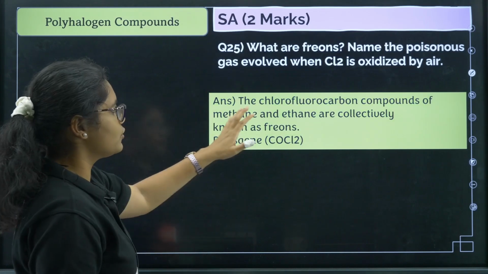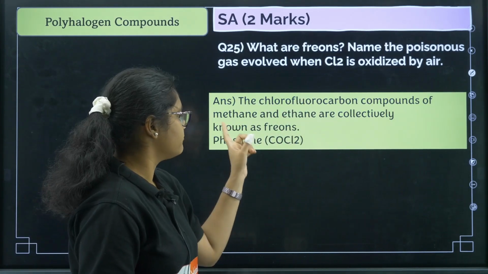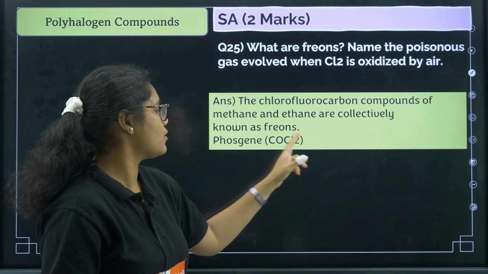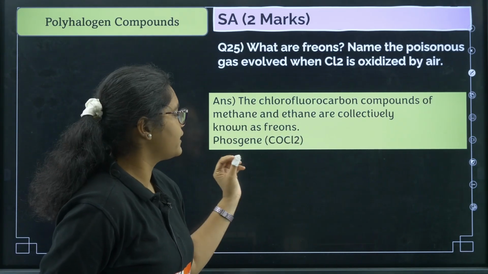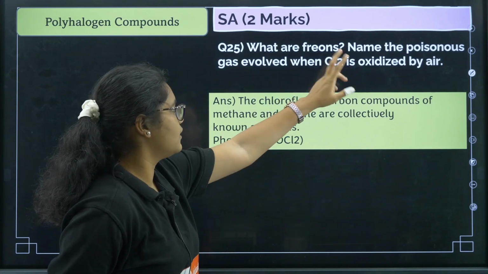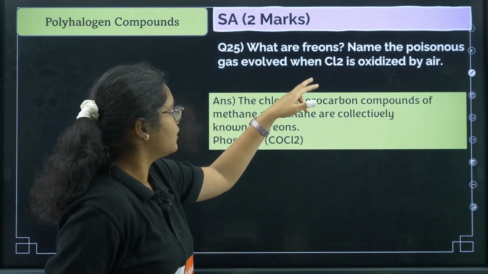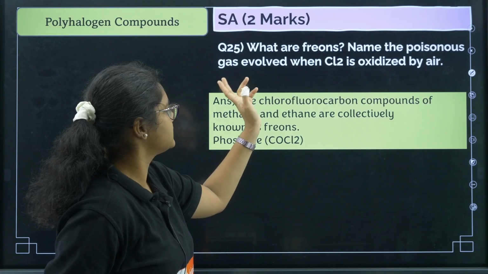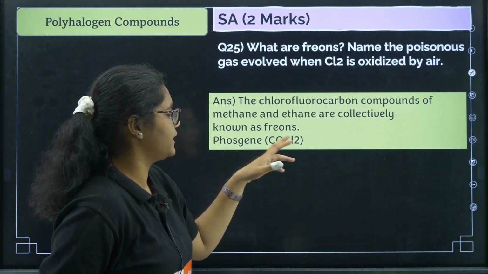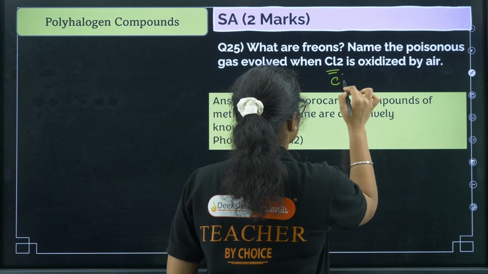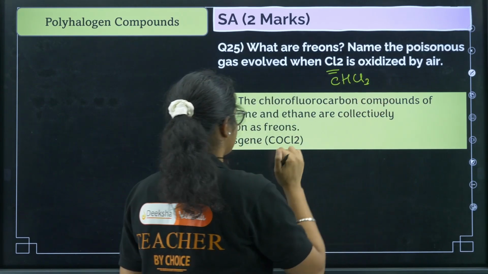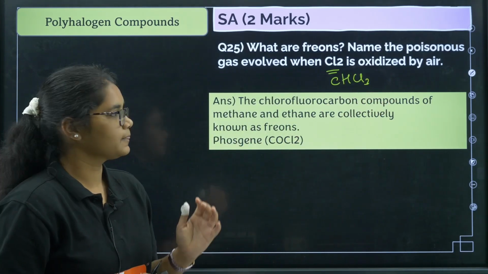Next, question number 25: what are freons? Name the poisonous gas evolved when chloroform is oxidized by air. Chlorofluorocarbon compounds of methane and ethane are called freons. The poisonous gas evolved when chloroform is oxidized by air is phosgene, COCl2, okay.